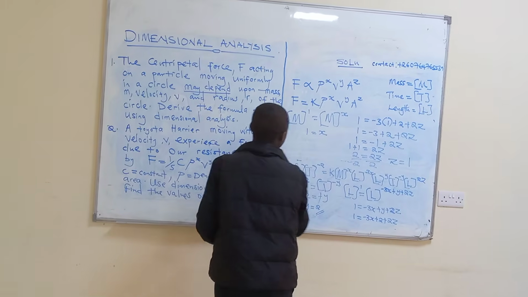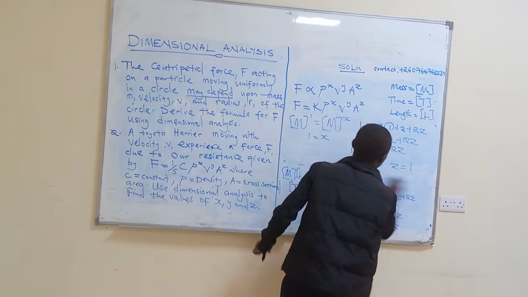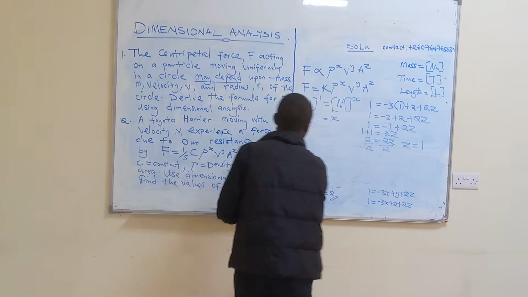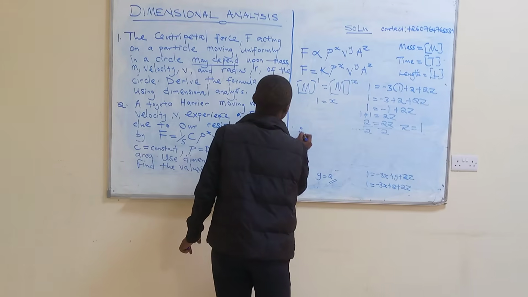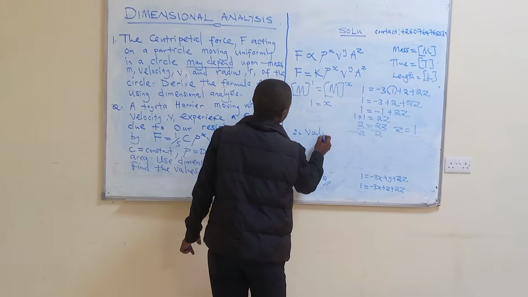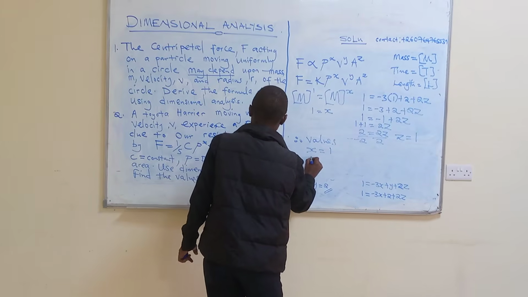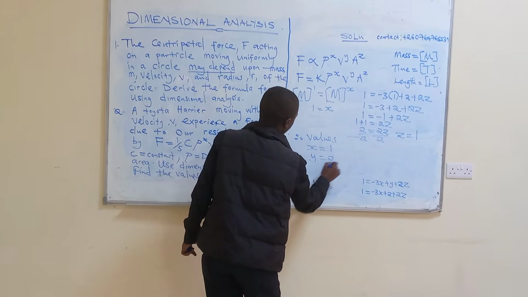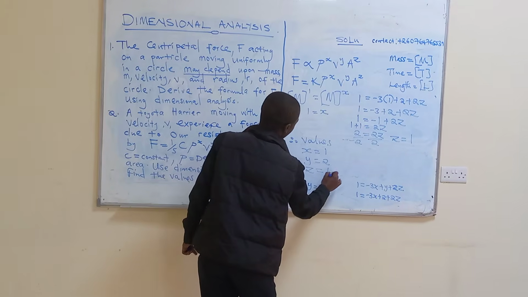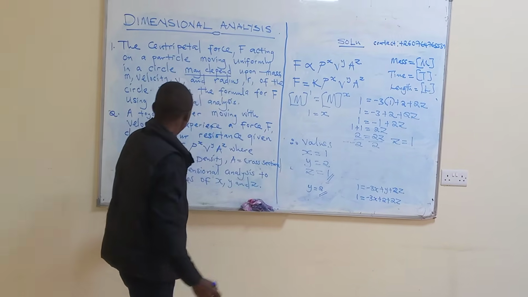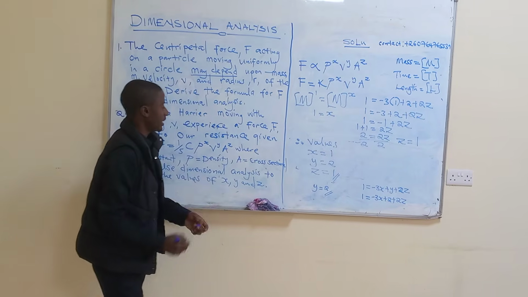So therefore, the values: x is equal to 1, y is equal to 2, z is equal to 1. So these are the possible solutions, since they are saying we find the values of x, y, and z.